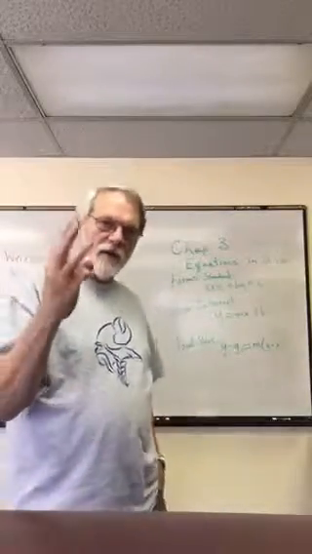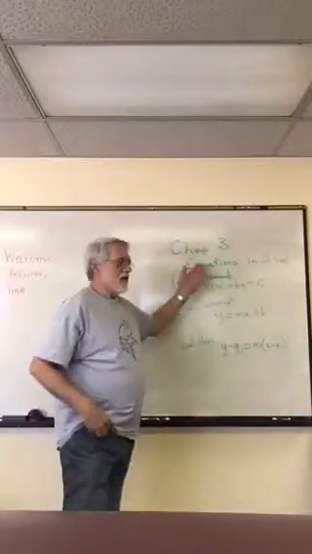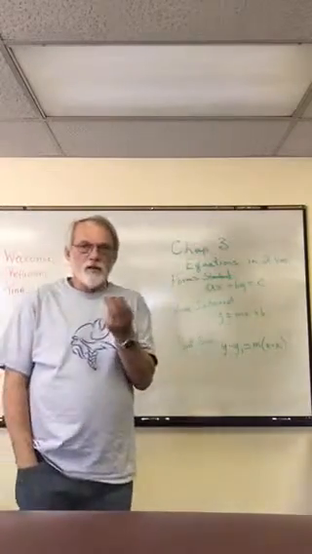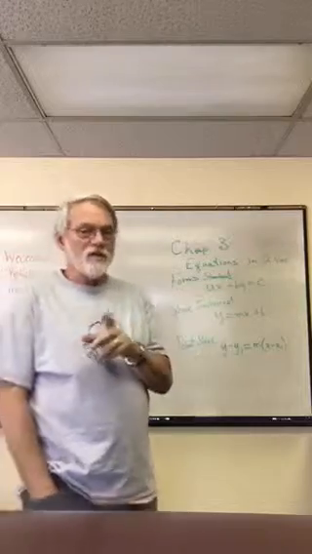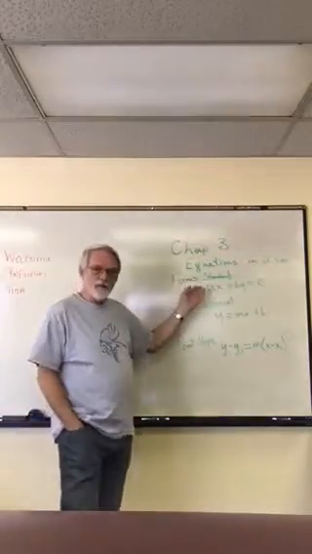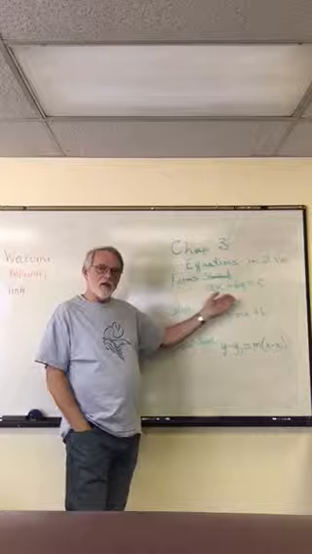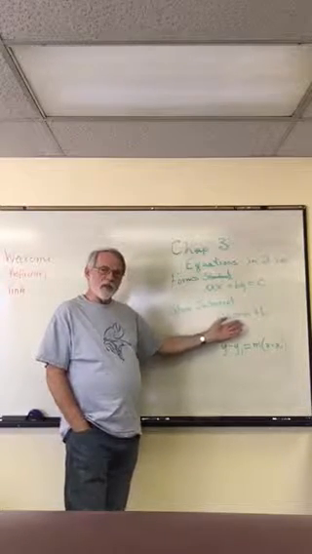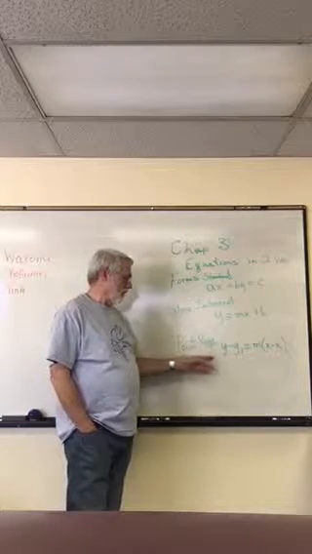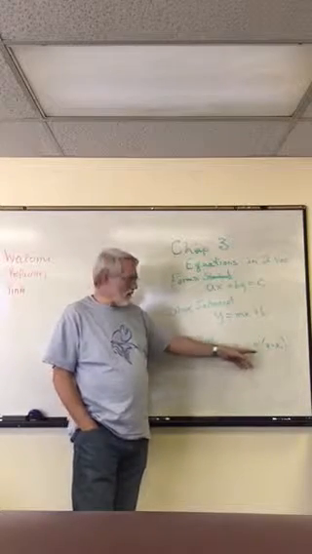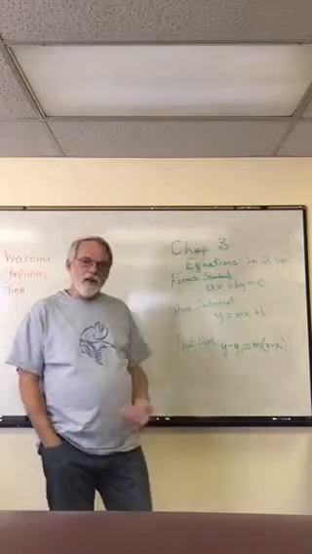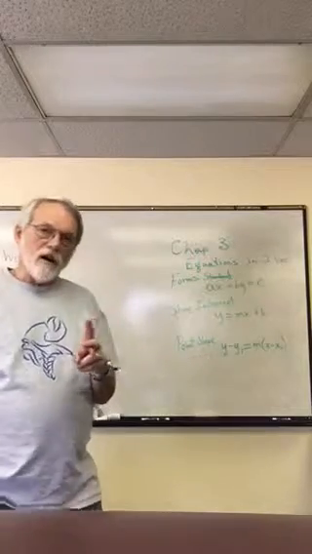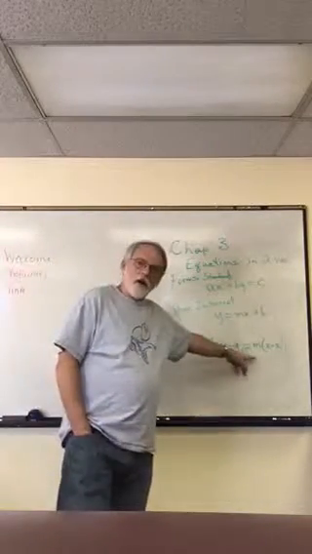Welcome back, Chapter 3. Chapter 3 is about equations in two variables. Now remember, there are three forms of linear equations: the standard form, ax plus by equals c; slope-intercept form, y equals mx plus b; and point-slope form, y minus y1 equals m times x minus x1.